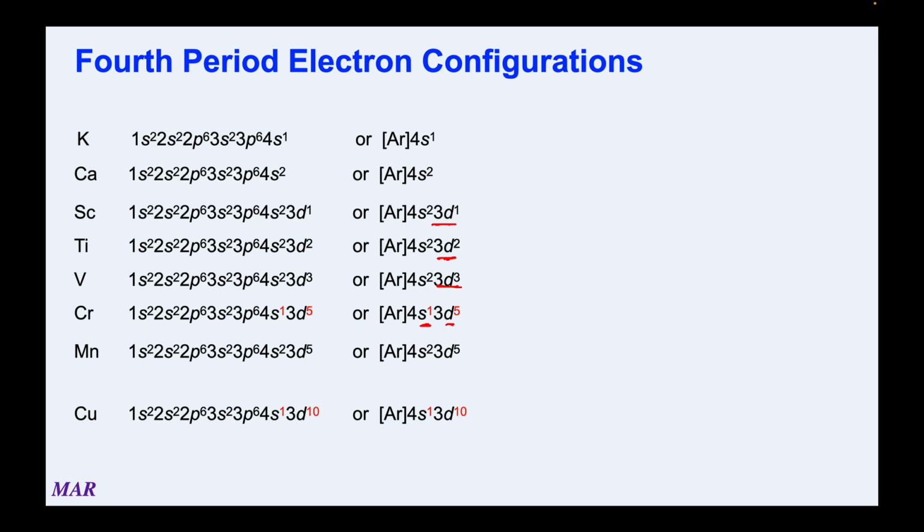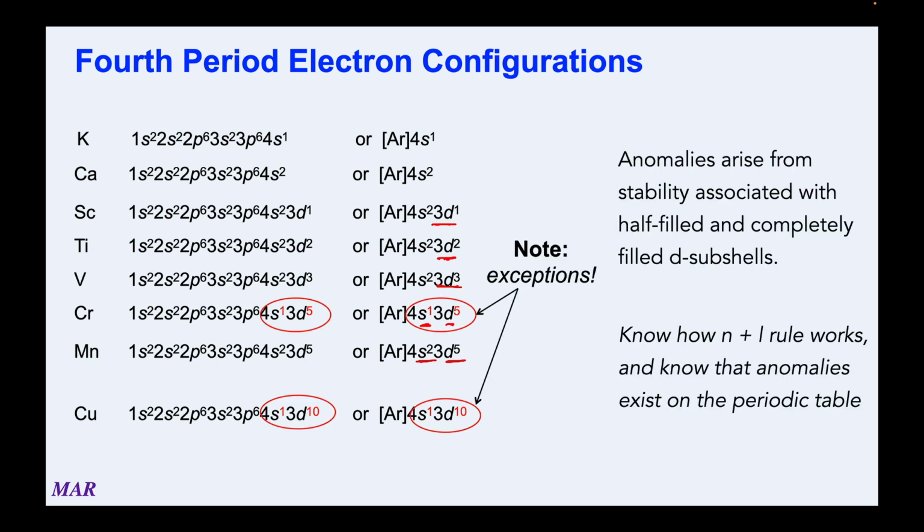Now, when you get to manganese, it goes right back to the old orbital pattern, 4s2, 3d5, etc. Copper is also an exception. Instead of 4s2, 3d9, it's 4s1, 3d10. So there are some exceptions to these electron filling rules on the periodic table. The n plus l rule is breaking down.